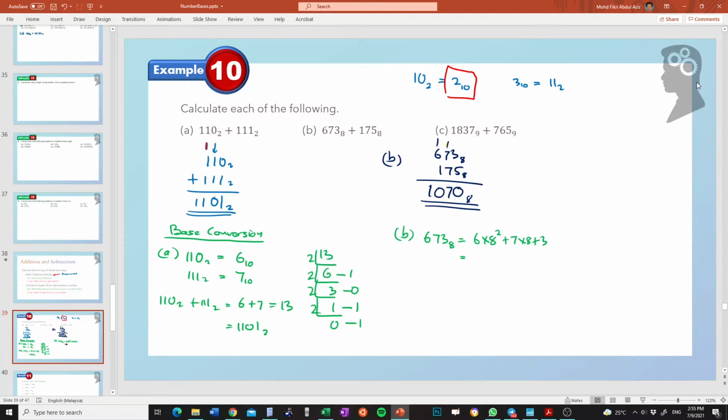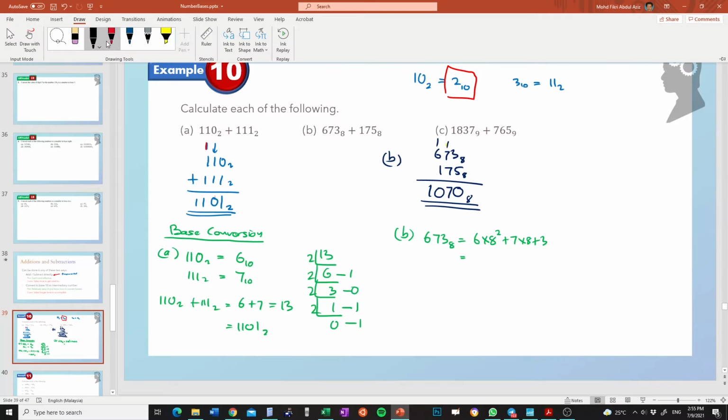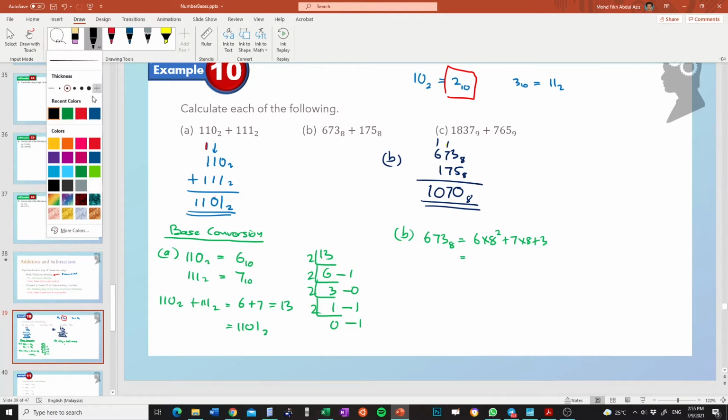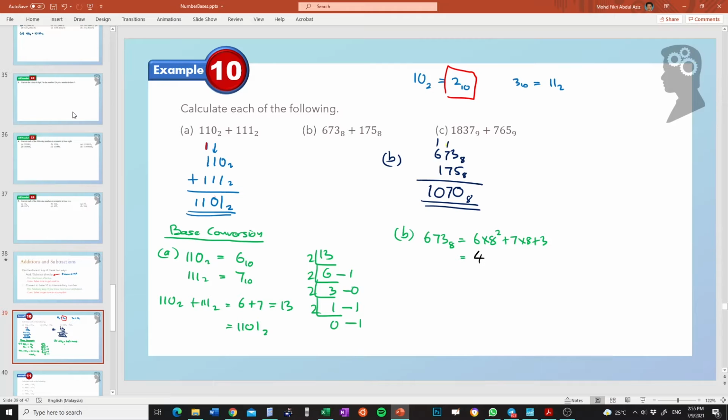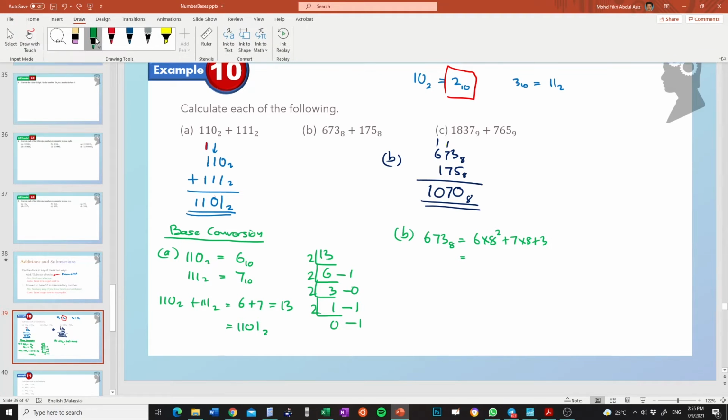Hitam pula. Where's my green? I thought I changed to green ink already.